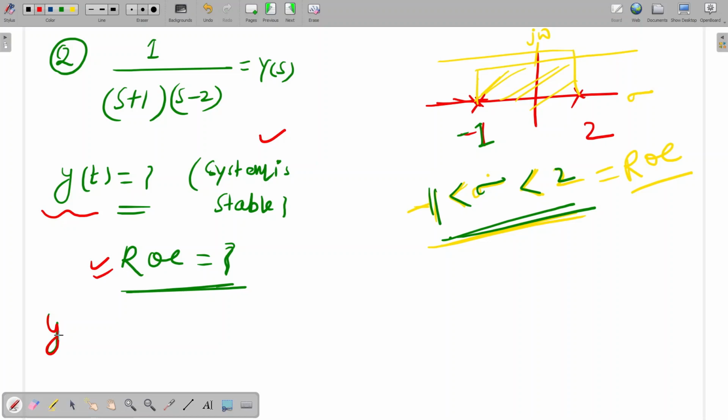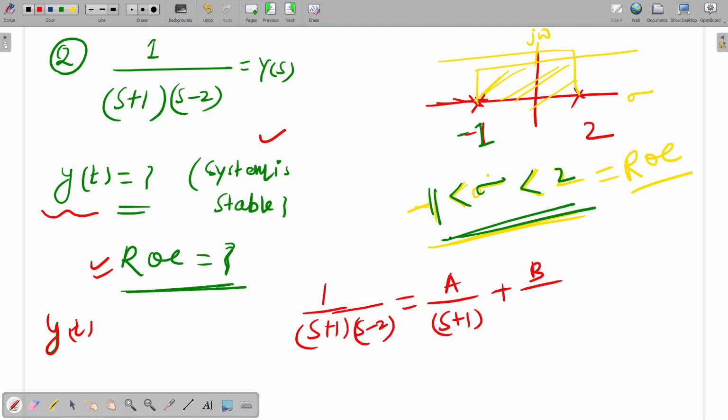First we will partialize this equation. What will be this value? 1 by s plus 1 into s minus 2. This we can write as a by s plus 1 plus b by s minus 2. What will be the a and b values? Can anyone tell?